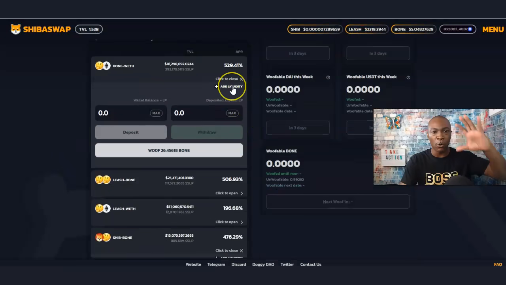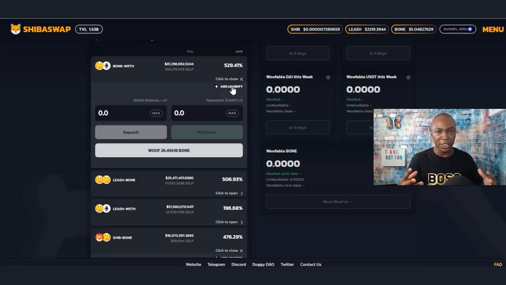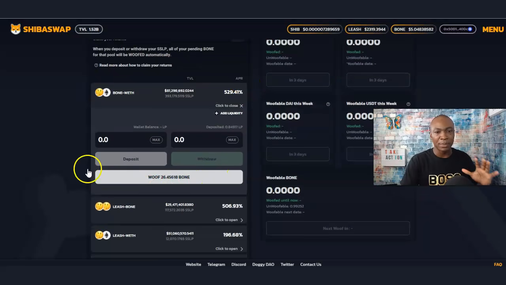We can always add liquidity. We always can add more to our position, and you can do that too. Not financial advice, but you always can add to your position. We're just going to keep it the way it is right now.